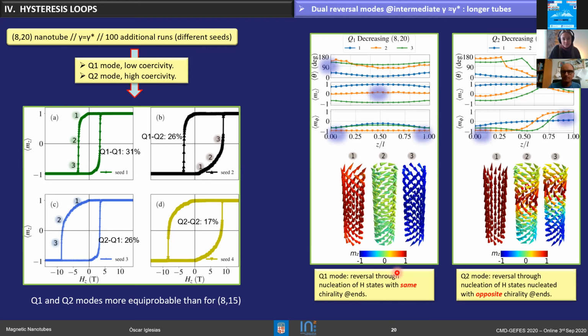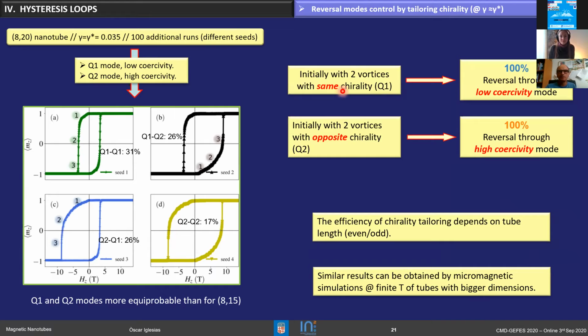And to make the story short, we see that in this case, for longer tubes, preparing the tubes with the same chirality at the ends, we achieve 100% reversal through the low coercivity, while preparing them in opposite chirality vortices, we achieve the high coercivity reversal mode 100% of the times. So the efficiency of the chirality tailoring depends on the tube length and even on the number of layers that you have. Similar results can be obtained by micromagnetic simulations.